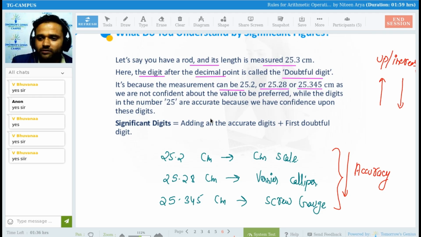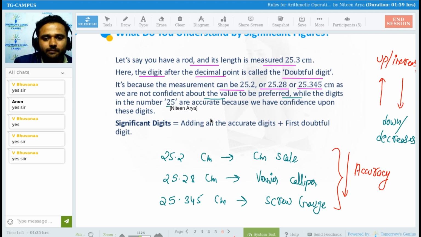These are the general terminologies. Time to time I am going to tell you. This one is down or decreases. So this is centimeter. We are not confined about the values to be preferred.